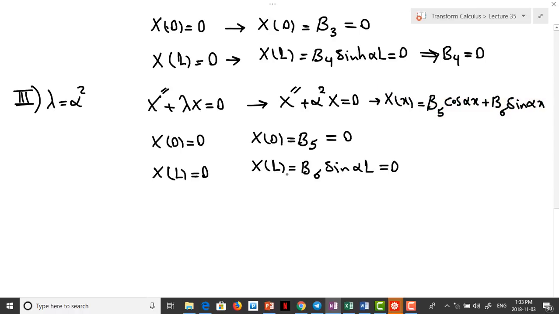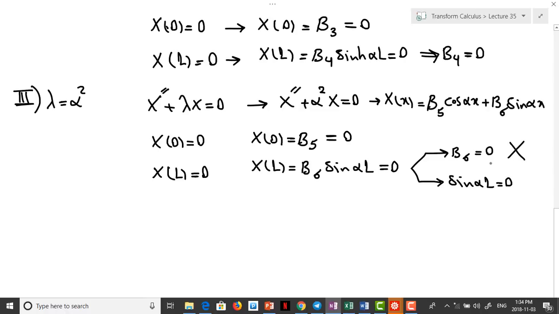If b6 sine alpha L is equal to 0, it means that b6 is equal to 0 or sine alpha L is equal to 0. If b6 is equal to 0, we already have b5 equal to 0 as well. As a result, X of x is equal to 0. So we have a temperature function which is equal to 0. It's not the solution of the problem. So we can say that b6 cannot be equal to 0.